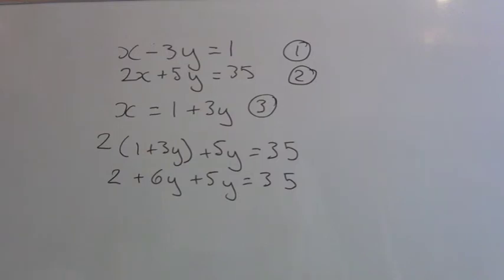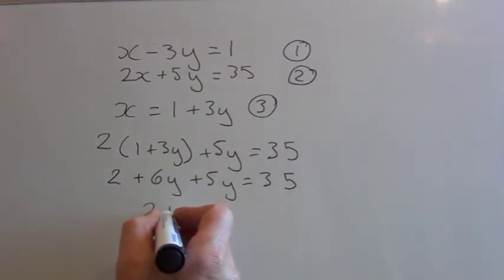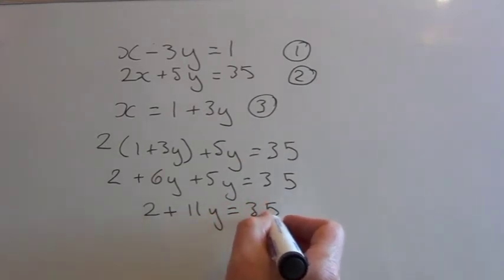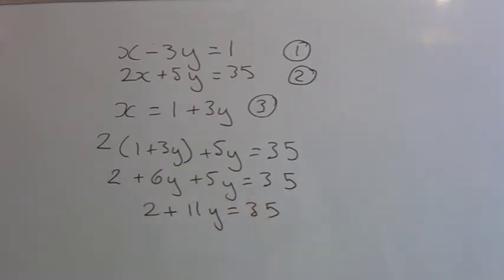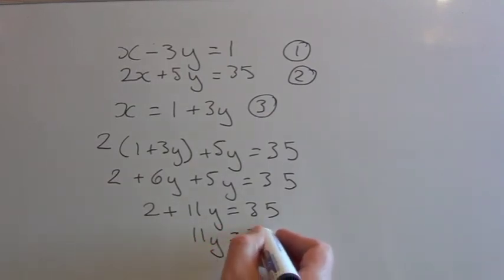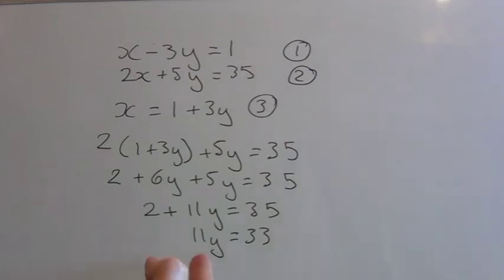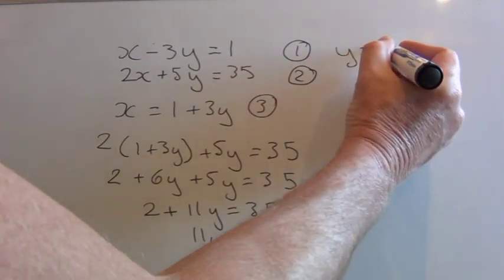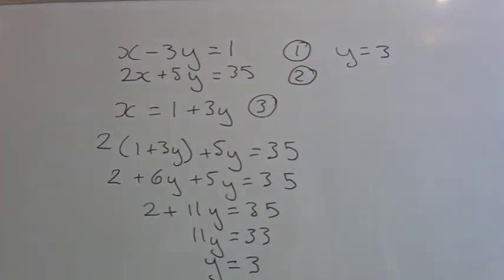Now I add the y's together, so I get 2 plus 11y equals 35, and then subtract 2 from each side, leaves me with 11y equals 33. Now I divide each side by 11, and I end up with y equals 3. So I've now got my value for y. I'll make a note in the top right hand corner. Y equals 3.